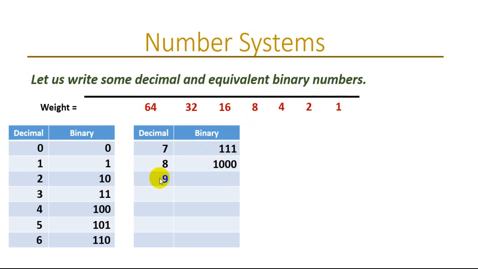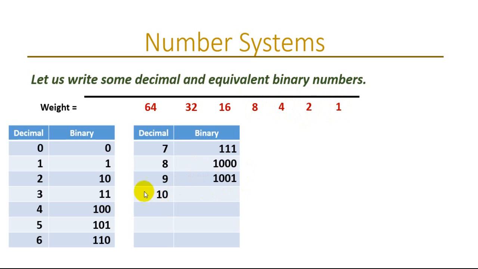Right? Then let's look at 9. 9, okay, can't have 16, since the number is less than that. So we have to have one 8 and one 1. So no 4s and no 2s, but we need one 1. So 8 plus 1 is 9. So 1 0 0 1 is how 9 is represented in binary.